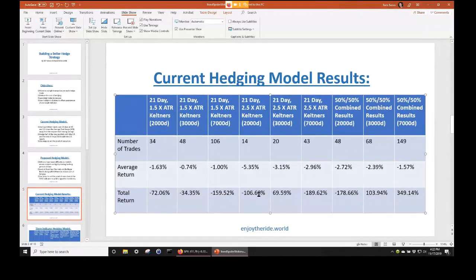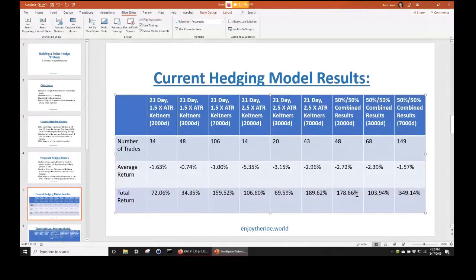The 2.5, some of the numbers are even bigger. That should be a minus. I didn't do this correctly. This should be a minus, and that should be a minus. So what you see happening here is it costs you money, and we now know if we combine 50% of the portfolio hedged here, 50% hedged there, and I combine the results, these are the statistics that we're using as a starting point.